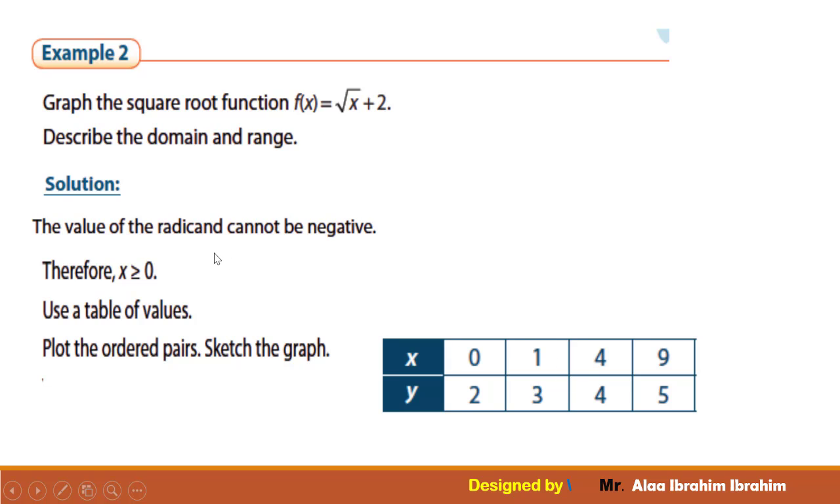So my radicand can't be negative. The radical means this value of x, so it can't be negative. It's impossible to be negative. It means an error in the calculator.